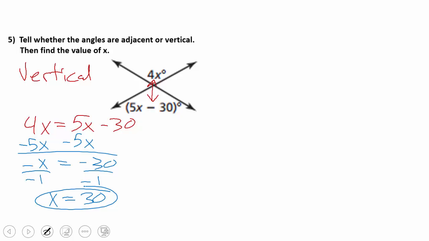That is not the angle measure. If I want to know what the actual angle measure is, I would come up here and I would go 4 times 30, and that equals 120 degrees. So this angle measures 120 degrees. The value of x is 30. Now let's see if that works. Because if I put 30 in here for 5x, 5 times 30 is 150, minus 30 does equal 120. So those two angles are vertical, they are congruent, they have the same angle measure.